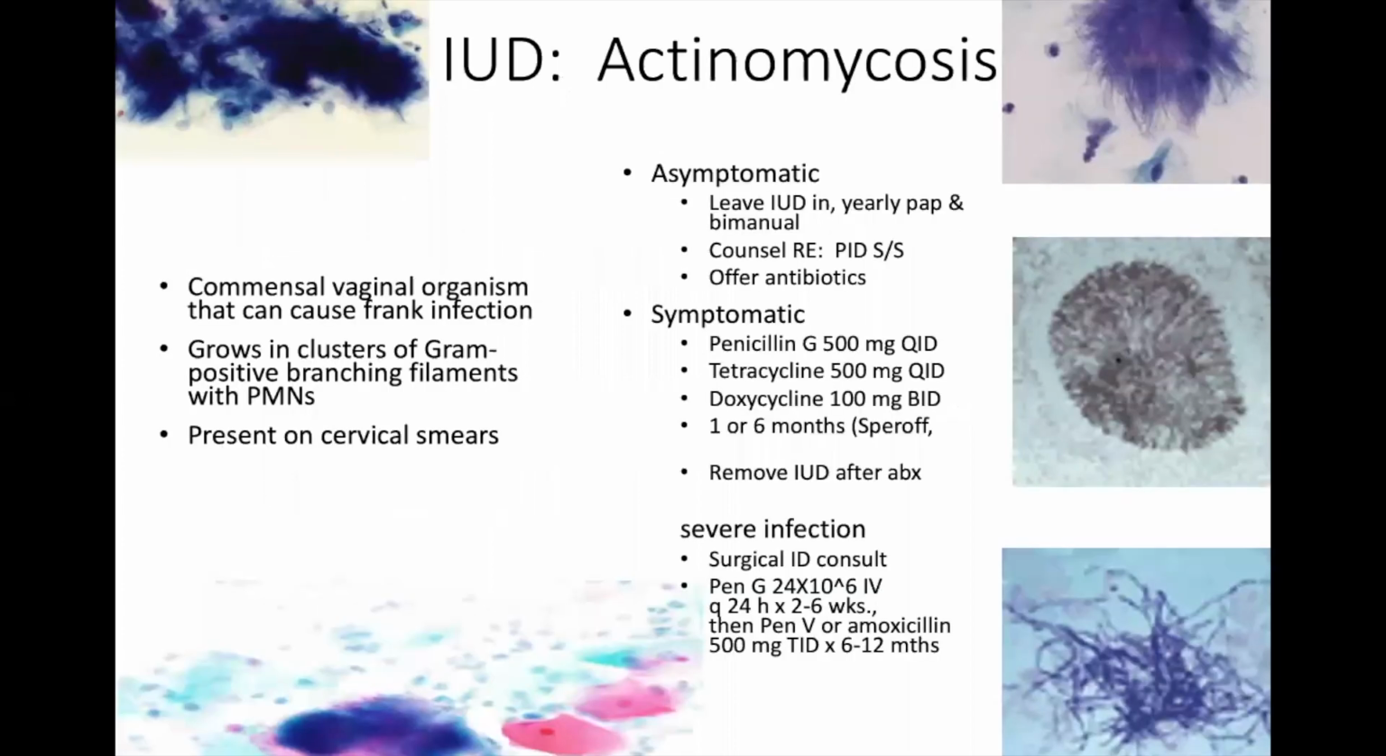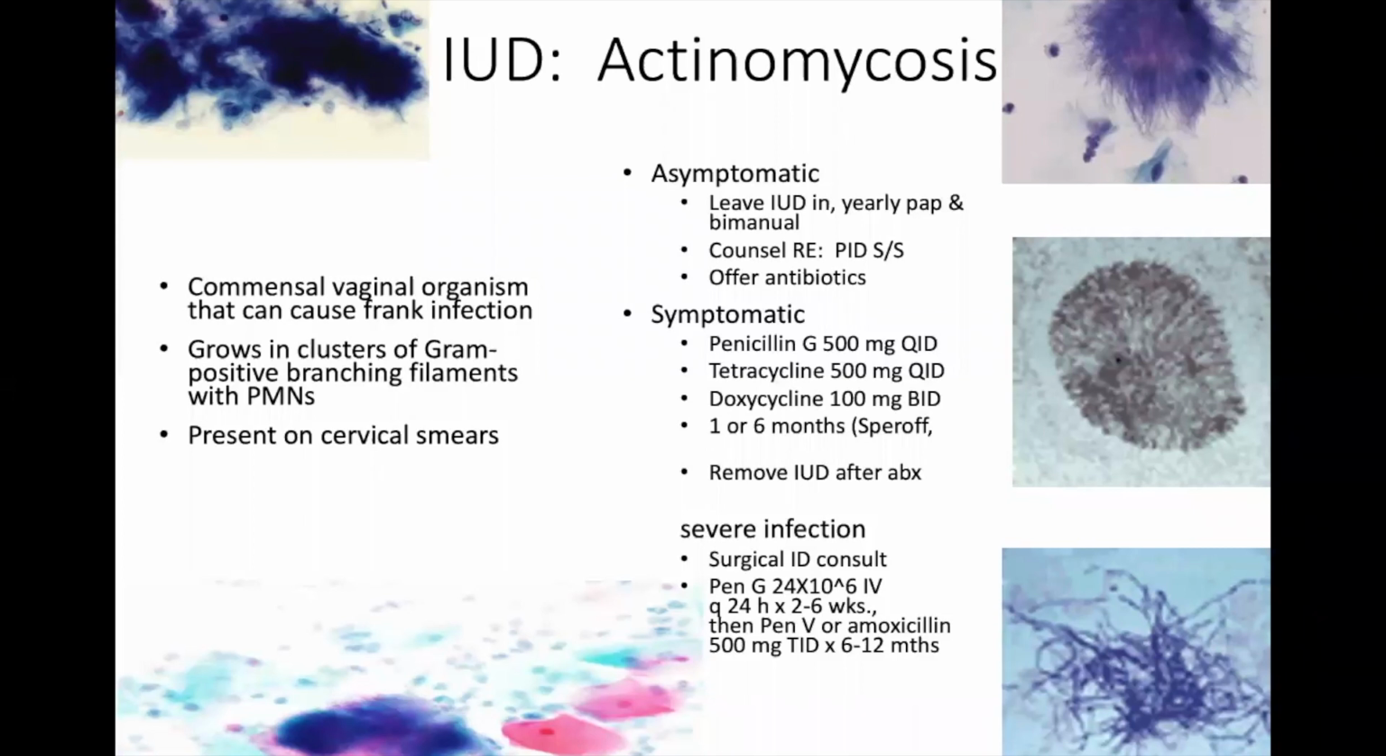For actinomycosis, it's a commensal vaginal organism that can cause frank infection, grows in clusters of gram-positive branching filaments with PMNs, presents on cervical smear. If asymptomatic, you can leave the IUD in, you can do yearly PAP and bimanual, counsel regarding PID signs and symptoms, and you can offer antibiotics. This is if the patient is asymptomatic. Okay.